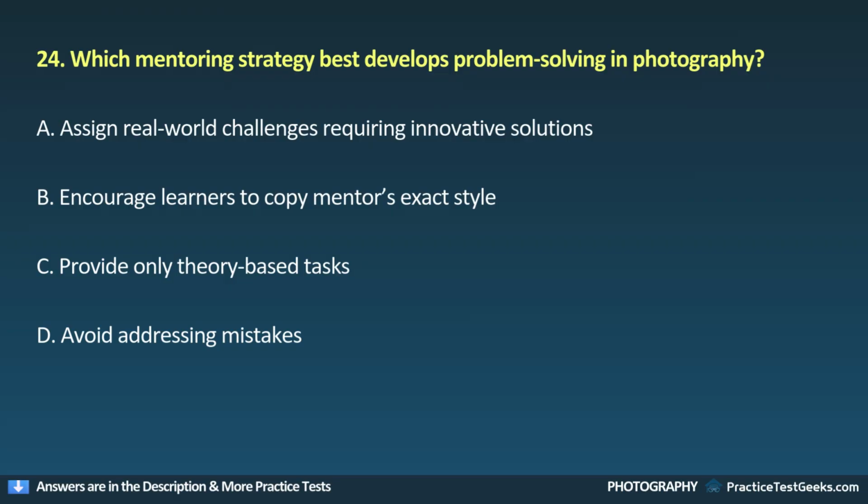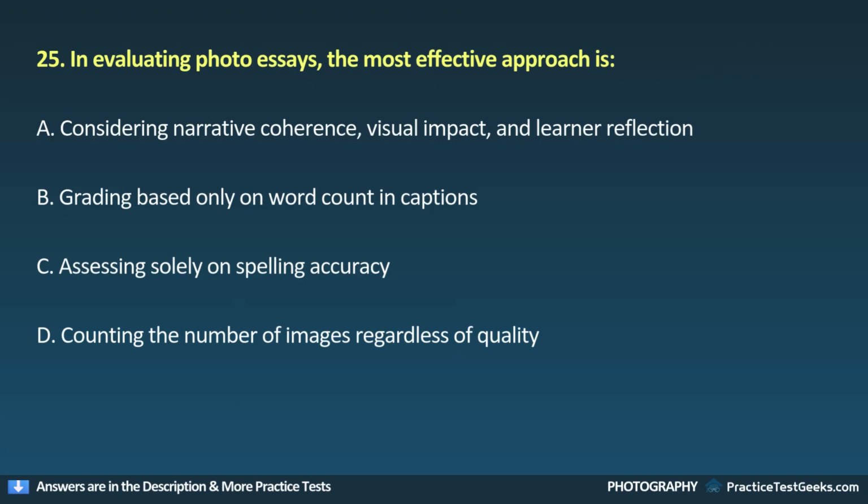24. Which mentoring strategy best develops problem-solving in photography? A. Assign real-world challenges requiring innovative solutions. B. Encourage learners to copy mentors' exact style. C. Provide only theory-based tasks. D. Avoid addressing mistakes.